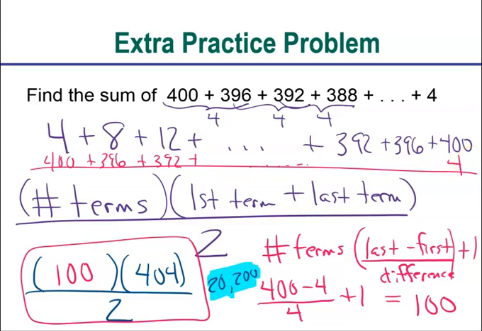Again, how do you find the number of terms? How about the last one minus the first one, so 400 minus 4, divided by the difference, which is 4, but you got to add 1 to that because you'll be 1 short. You're not counting the last one. So you have to add 1. So 400 minus 4, again, was 396, divided by 4 was 99, plus 1 is 100 terms. So you multiply how many terms you have by the total of the first plus the last term, divide by 2.